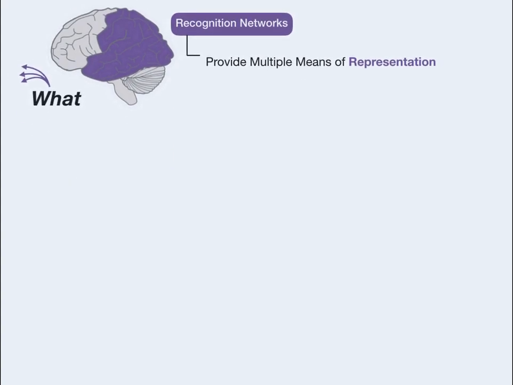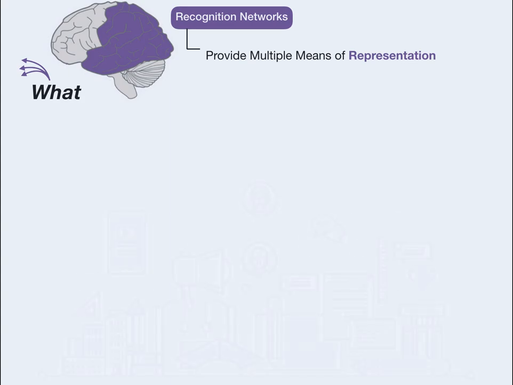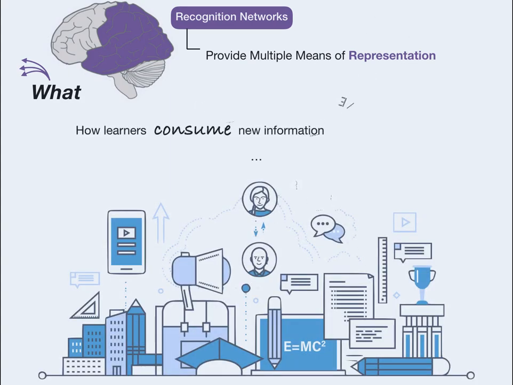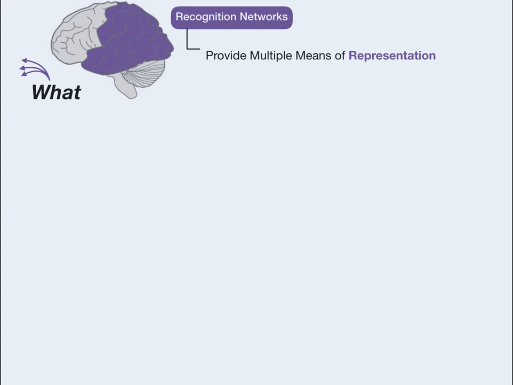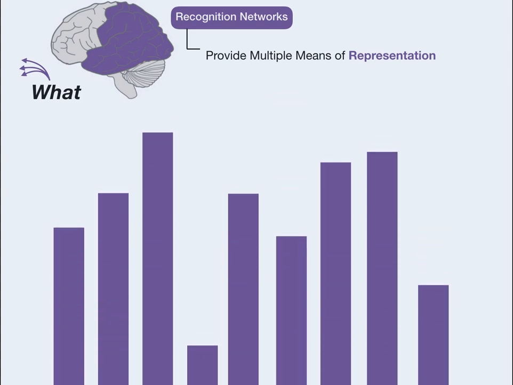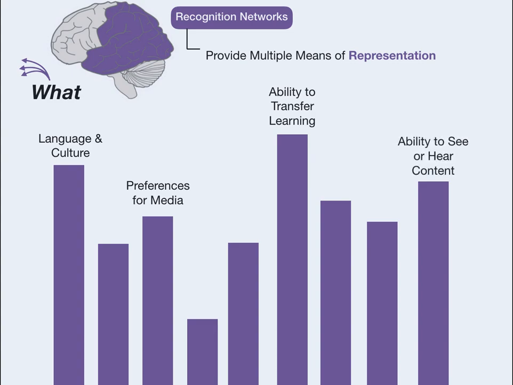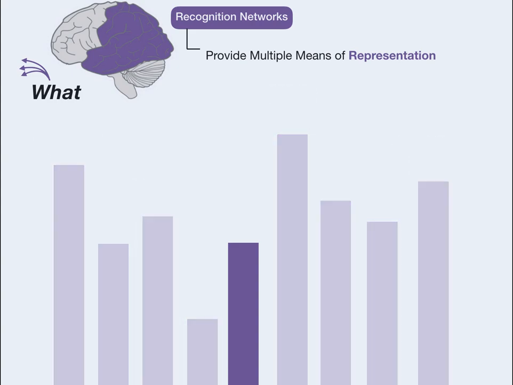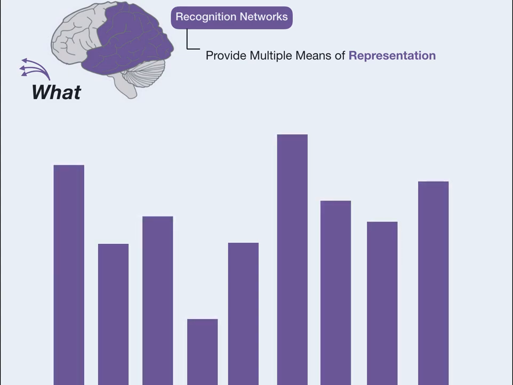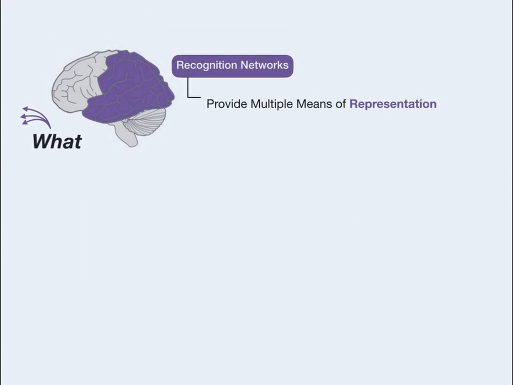Multiple means of representation aligns with the recognition network, or the what of learning. It relates to how we consume and organize new information. As with engagement, all learners vary in the way they perceive and understand information. A learner's ability to understand new information depends on factors such as their language and cultural background, their preference for text or video, their ability to transfer old learning to new situations, or simply their ability to see or hear the content. Because there is variability among learners, there is no one way of representing information that will work best for all learners in all situations. Providing multiple ways for learners to understand the content is essential.